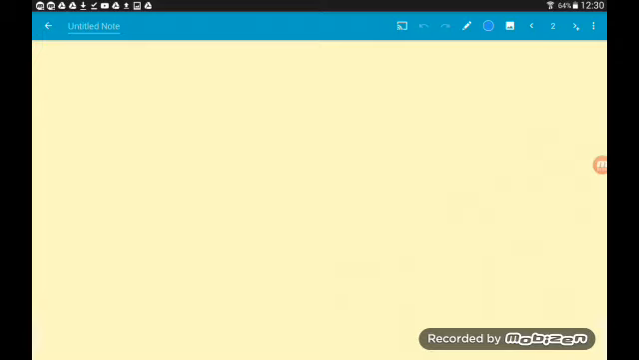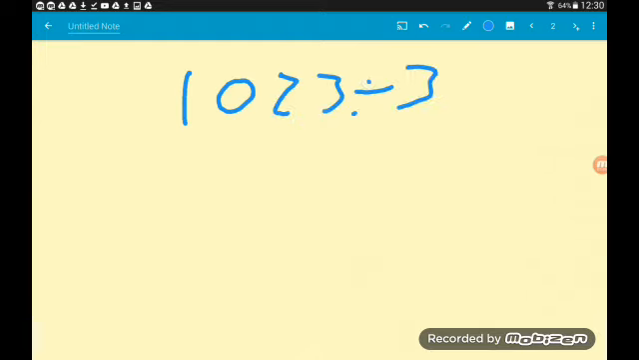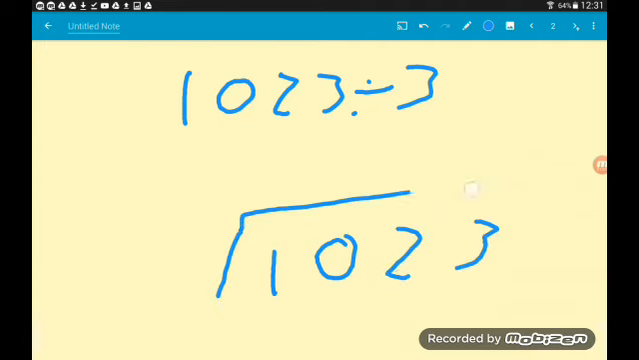So, let's say we wanted to work out 1023 divided by 3. Without the bus stop, a pain in the ass. With the bus stop, not scary at all. The number that we are dividing goes inside of the sign. The number we are dividing by goes on the outside. With division, we work from left to right.